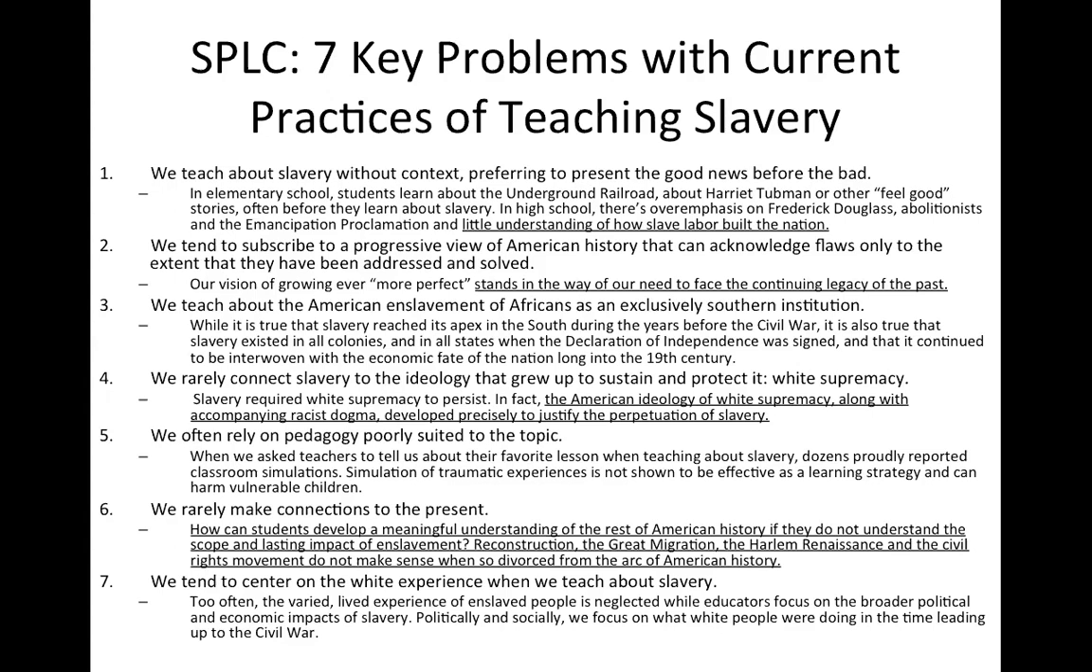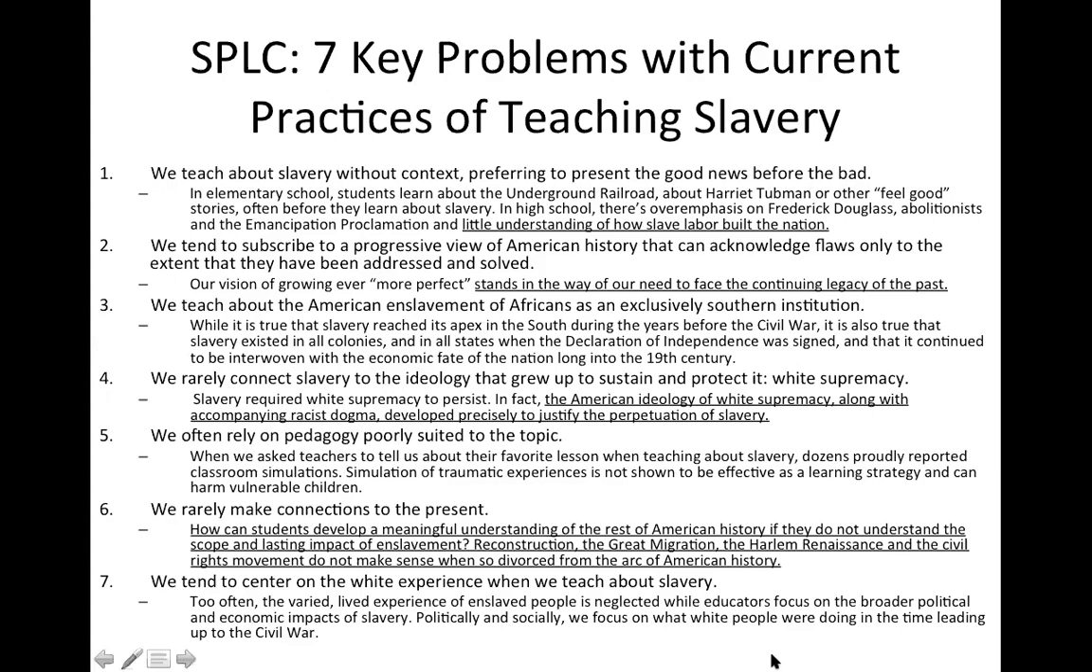in our schools. I think number 4 is probably the most important thing. We rarely connect slavery to the ideology that grew up and sustained and protected it, white supremacy. In fact, the American ideology of white supremacy, along with accompanying racist dogma, developed precisely to justify perpetuation of slavery. So we created all these ideologies and created these institutions based on these racist ideologies, all for slavery. But when slavery ended, we left all of it in place, and that's what we're still dealing with today.